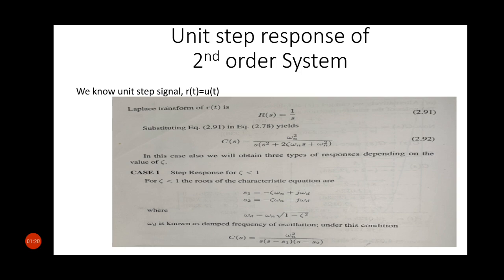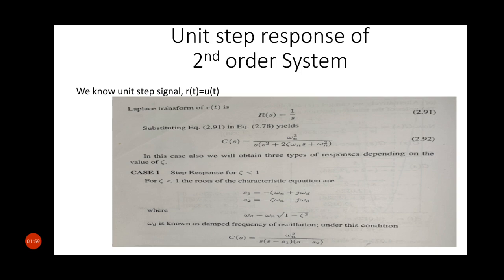That is, C(s) is equivalent to omega n square divided by s into s square plus 2 zeta omega n s plus omega n square. Okay, so in this case also we will obtain three types of responses depending on the value of zeta. For the first case, we consider zeta less than 1 for the step response. So for zeta less than 1, the roots of the characteristic equation are S1 and S2.